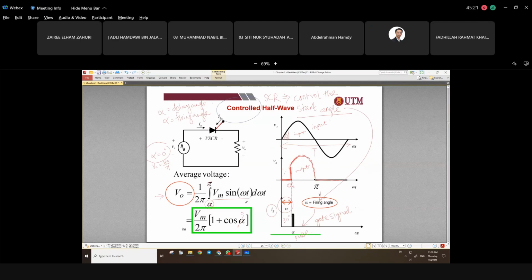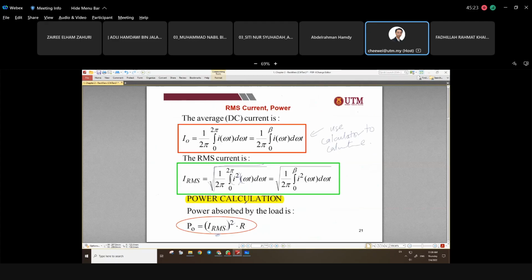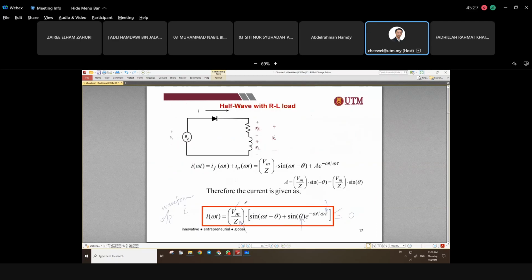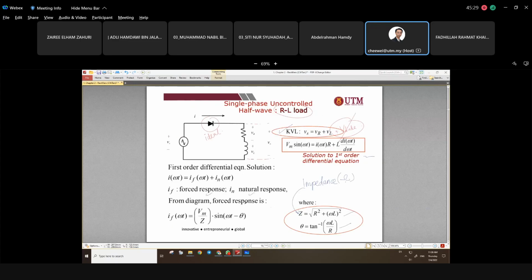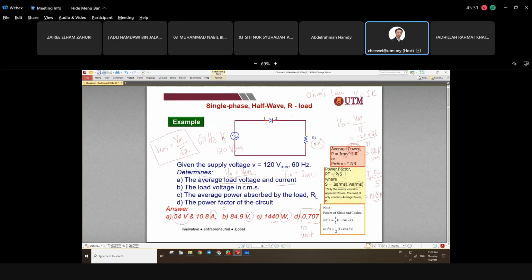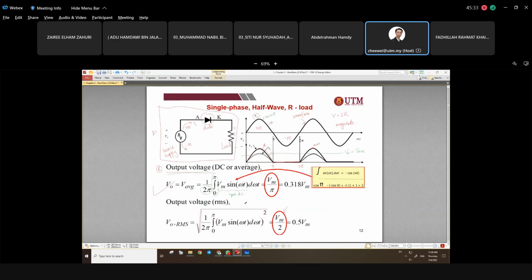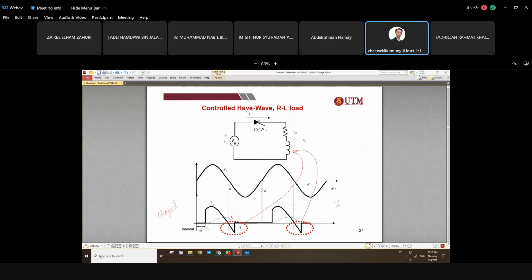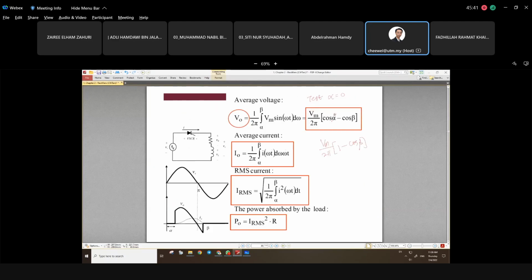Not this one, the uncontrolled. Where is the answer? Is it shown in the slide? I'm not sure. Maybe not shown here. So you can test here after you integrate this one, get the answer, and then you put it in 0. You should be getting the same answer.